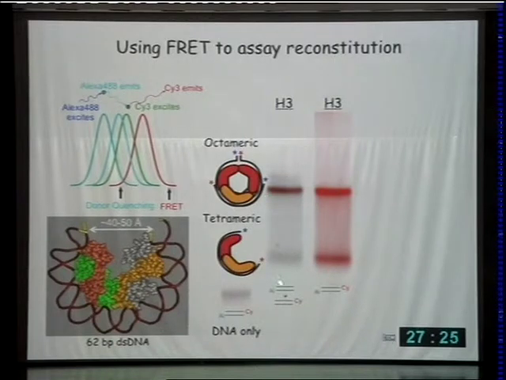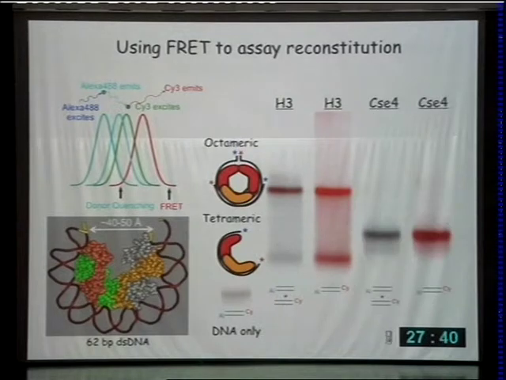And for octamers, if there's two of them, they'll sometimes give you FRET between them, so we see a weak signal, but we see a very strong signal when we have it on both ends. And when we do CSE4, we get pretty pure tetrameric particles that show nice FRET.